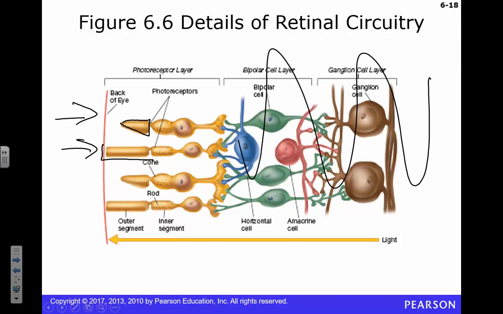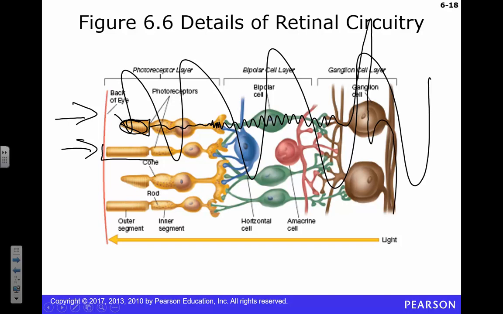Light comes in, gets caught in that outer segment. This is graded receptor potential, right? We're not doing action potential. And then right there, we're doing an action potential in the ganglion cell. We're going to send that through the optic nerve.